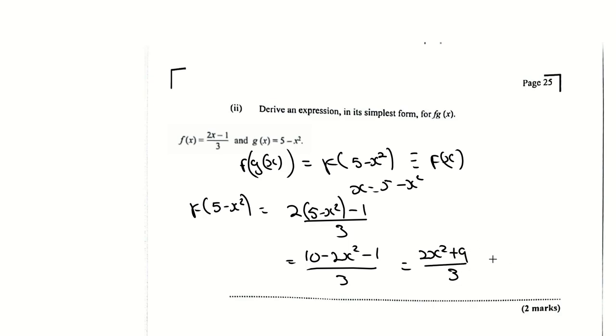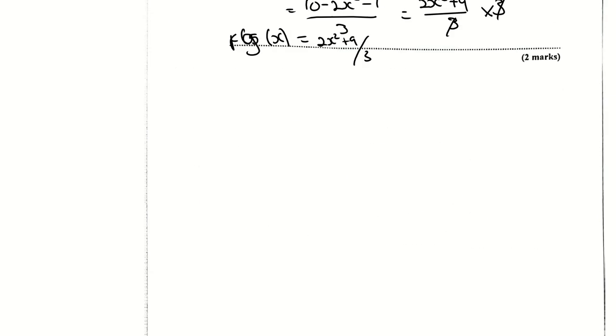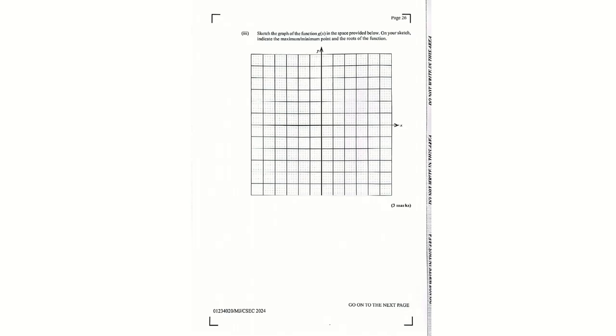I can leave it like this or multiply the entire thing by 3 to get rid of that 3 underneath. So I would get f of g of x would be, if I do that, 2x squared plus 9 over 3. Let's leave it as over 3, right? And that would be your answer. Alright, let's go to the next question.